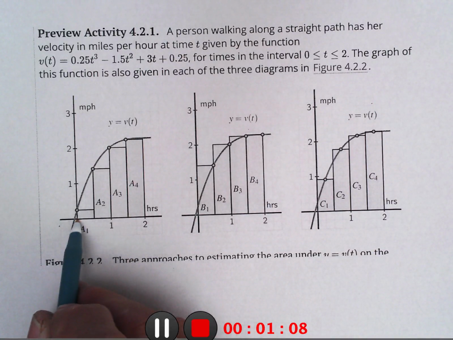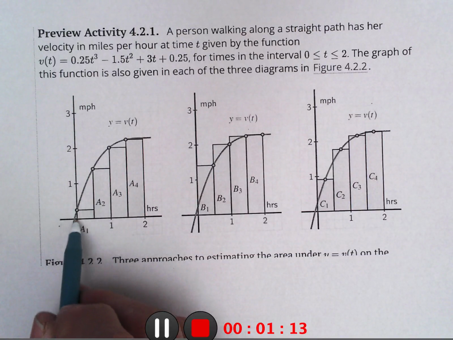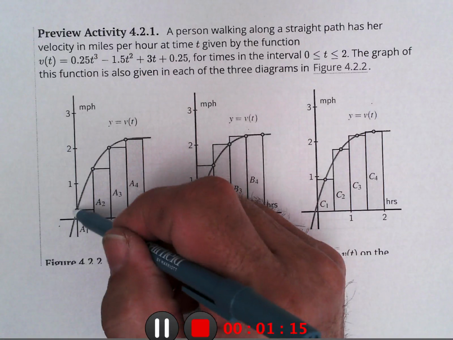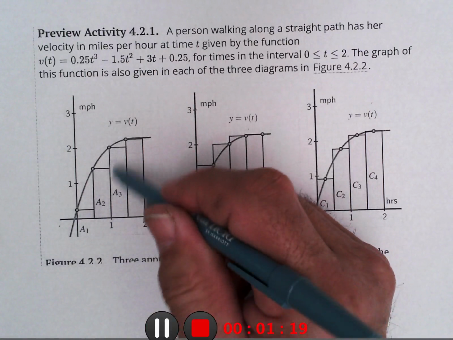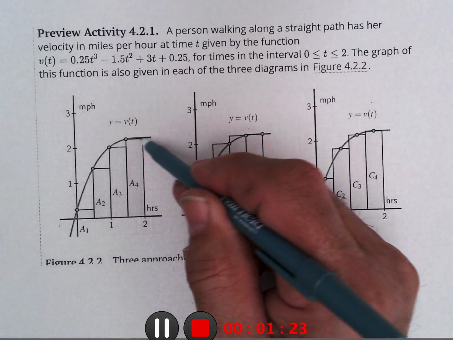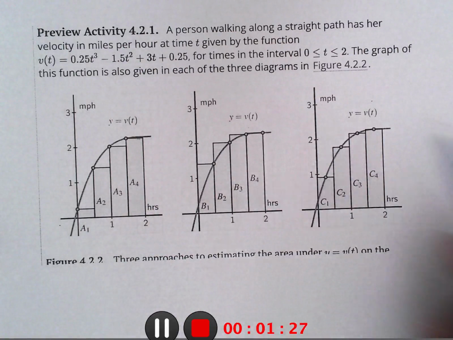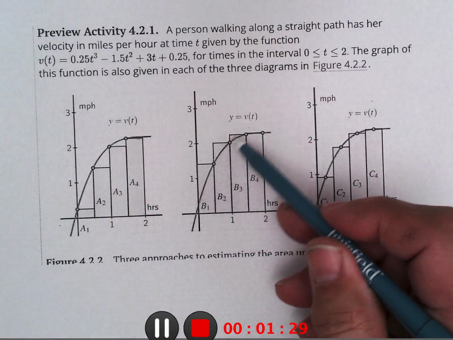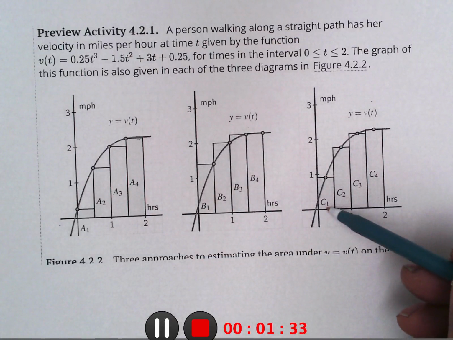The rectangle's height is determined by the left side of the rectangle, which sits on the curve. The left side of this rectangle sits on the curve. The left side of this rectangle sits on the curve, and the height is determined by where the left side is on the curve. As opposed to on this one, they're all on the right side. And then here, they're all in the middle of the interval.